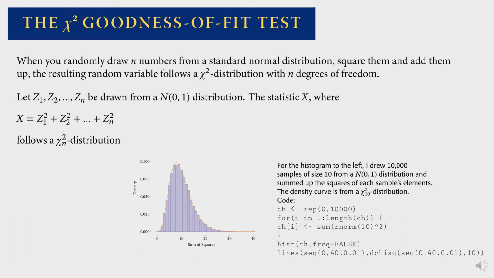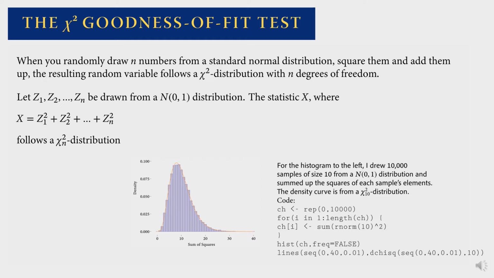The chi-square distribution arises when you randomly draw n numbers from a standard normal distribution, square them, and add them up. This variable will follow a chi-square distribution with n degrees of freedom. Like the t-distribution, the chi-square distribution is determined by this one parameter, the degrees of freedom.